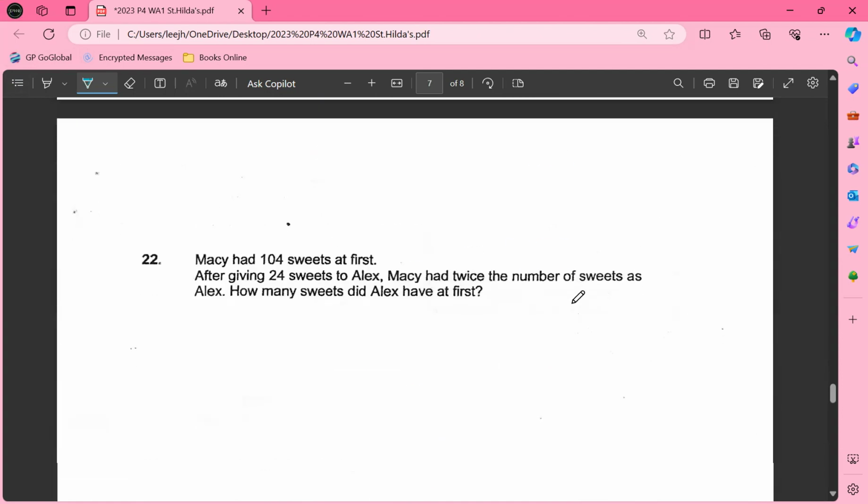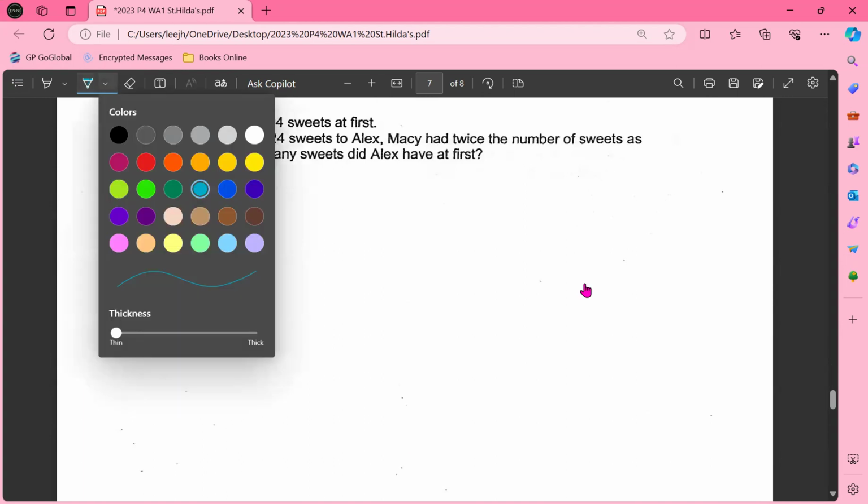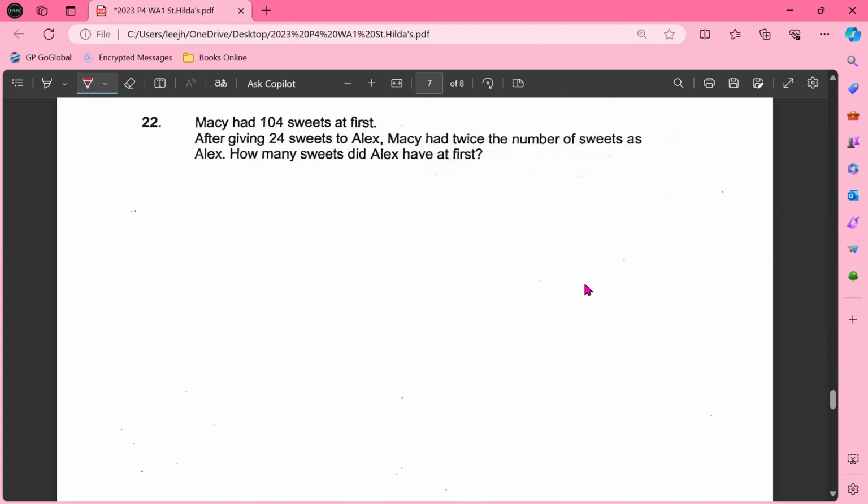Okay. Question number 22. Macy had 104 sweets at first. After giving 24 sweets to Alex, Macy had twice the number of sweets as Alex. How many sweets did Alex have at first? So you know that this is a before change after because Macy 104. So that means Alex will have some as well in the beginning. So I'm going to draw the BCA model, Macy and Alex, right? So Macy has 104. Alex, I don't know.